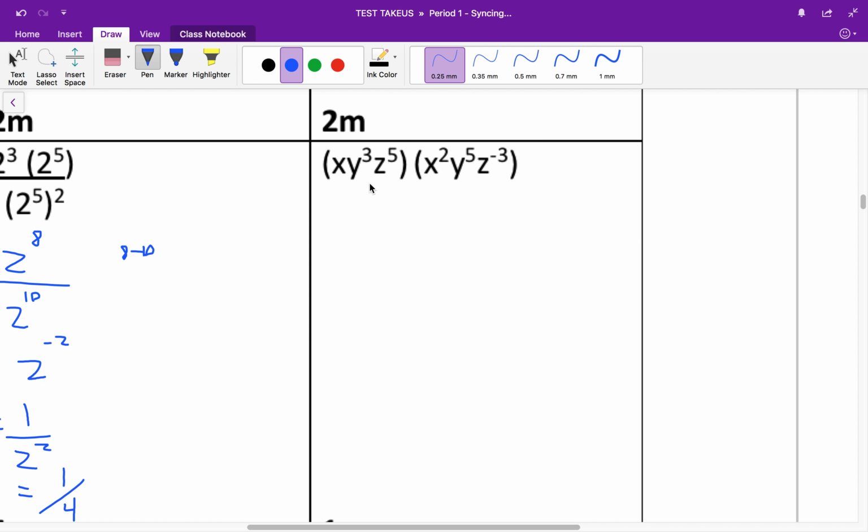Now here we just have a straight multiplication. So we just have to make sure we add going across here. So we have x1 to x2, so we're going to add that. So it's going to be x3. Y, we have a 3 and a 5 here, so it's going to be 8. And z, we have a 5 and a -3, so it's going to be 5 plus -3, which is going to equal 2.